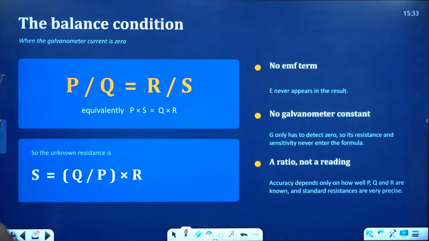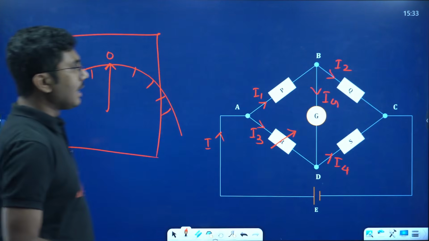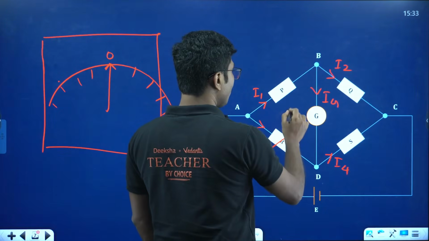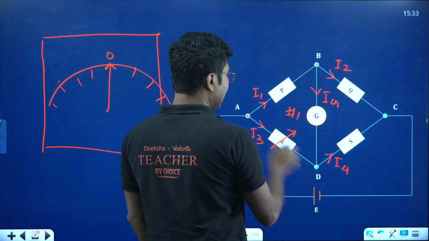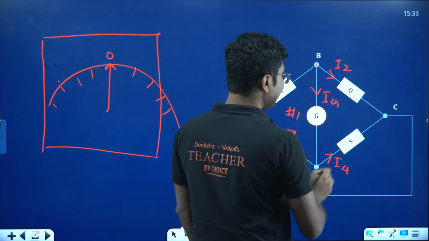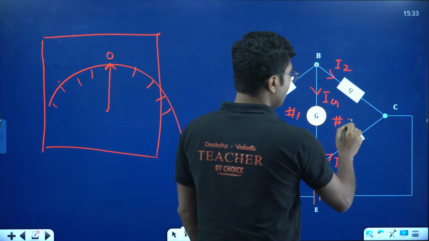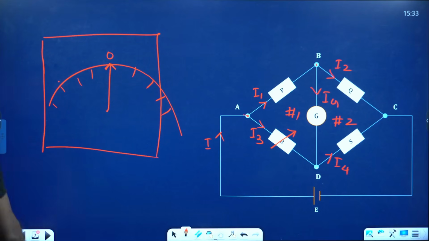What are the loops? First, you have to apply Kirchhoff's law in loop ABDA. So this is loop number 1, ABDA, and the next loop is BCDB. This is loop number 2. Okay, BCDB and ABDA. So these are the two loops.